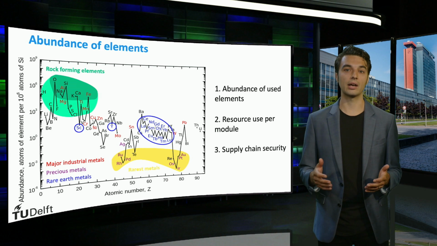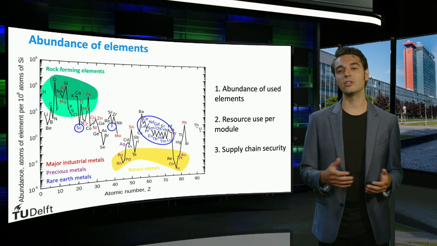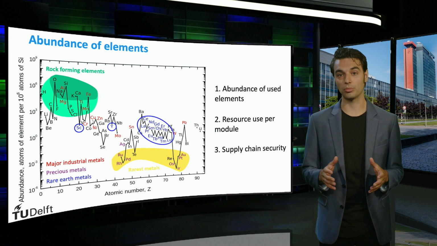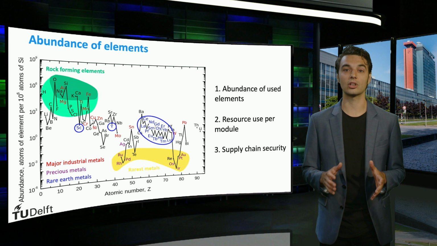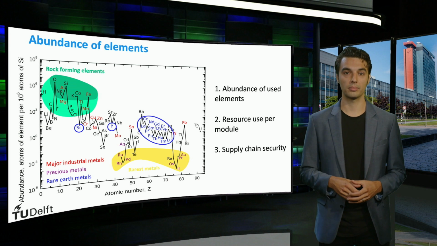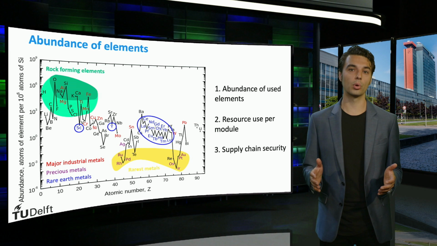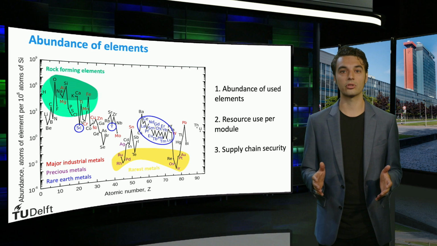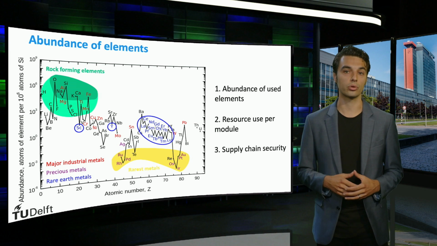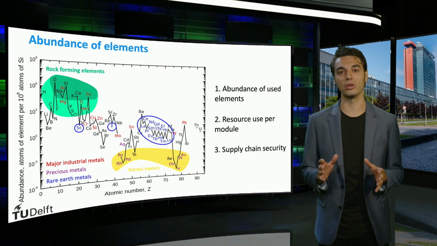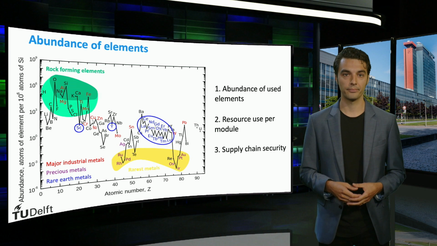Finally, there are the rare earth elements. These elements are much more abundant than the precious metals, but do not have the tendency to become concentrated in exploitable ore deposits. Therefore, most of the world's supply of rare earth elements comes from only a handful of sources, which poses a risk to regional supply chain security.